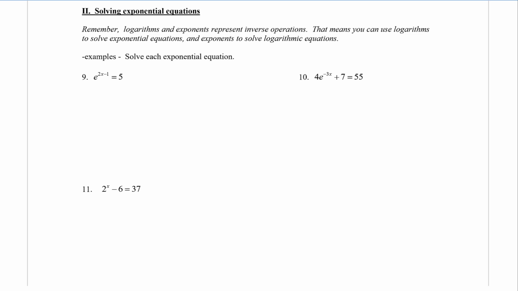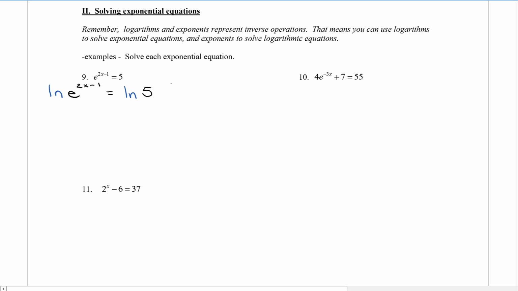Examples. Solve each exponential equation. Number 9, e raised to the power 2x minus 1 equals 5. So here, if you notice, our variable is in the exponent. We need to make sure we bring down that variable. So I'm going to take the natural log of both sides of this equation. We're going to have here the natural log of e raised to the power 2x minus 1 equals the natural log of 5.